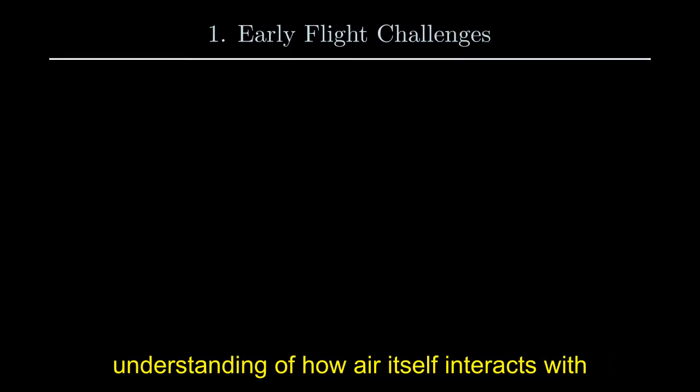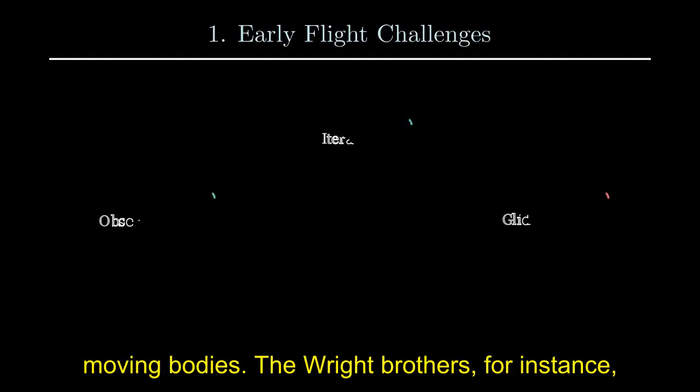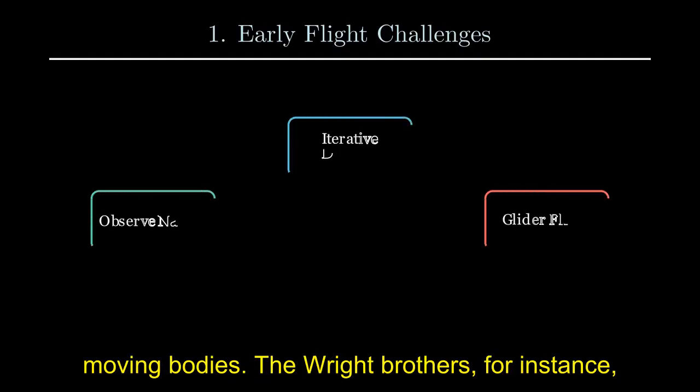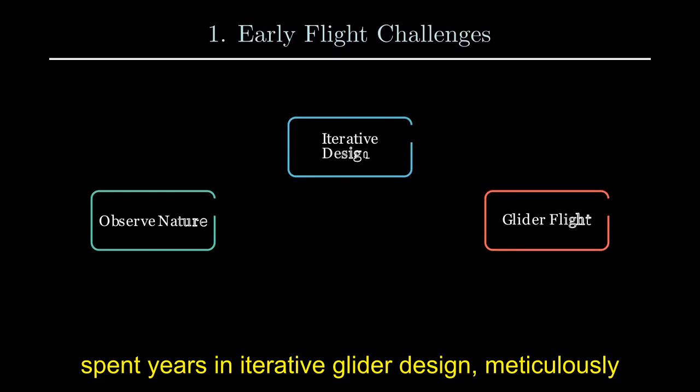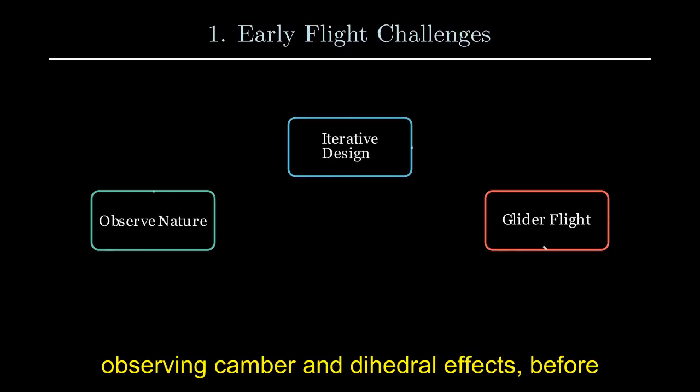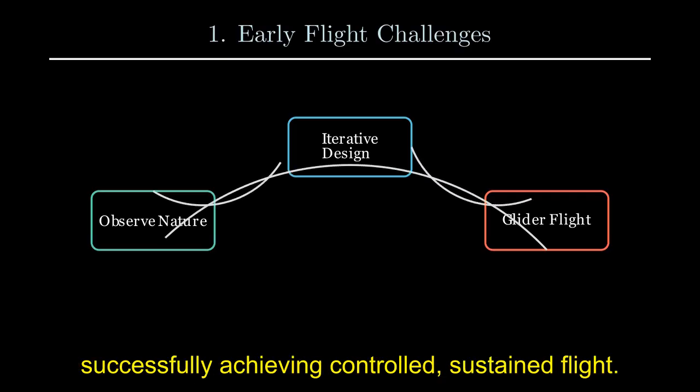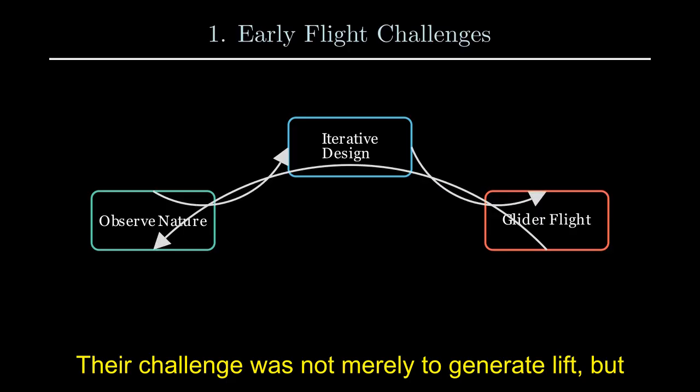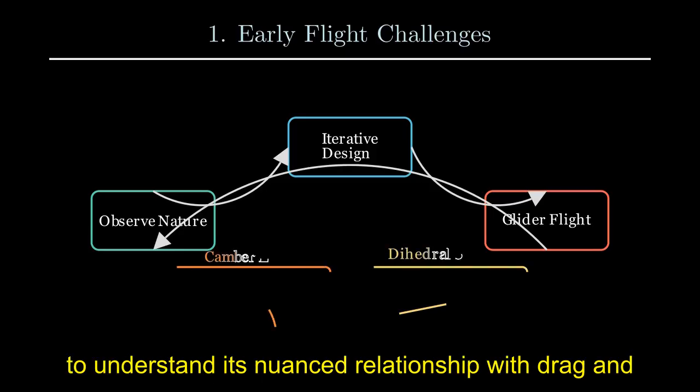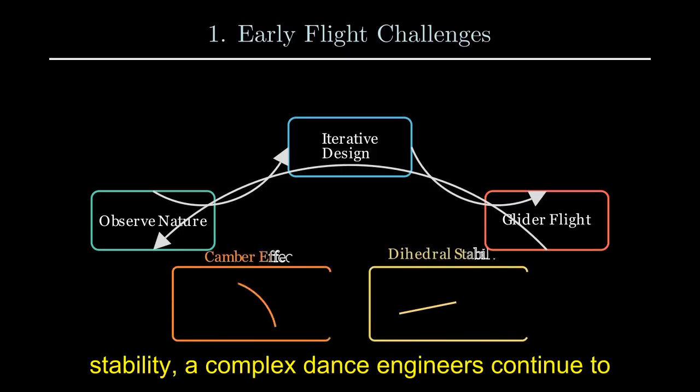Early flight attempts often ended in catastrophe, not from a lack of power, but from an incomplete understanding of how air itself interacts with moving bodies. The Wright brothers, for instance, spent years in iterative glider design, meticulously observing camber and dihedral effects, before successfully achieving controlled, sustained flight. Their challenge was not merely to generate lift, but to understand its nuanced relationship with drag and stability, a complex dance engineers continue to refine.